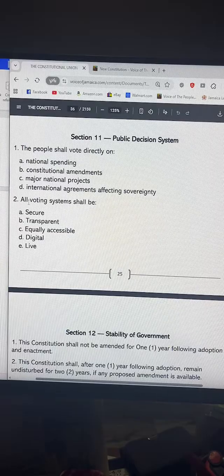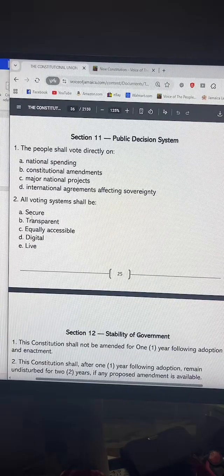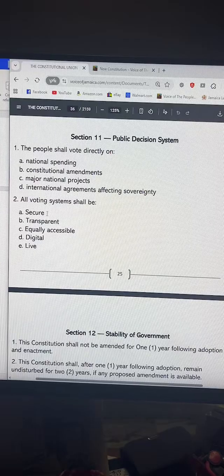2, all voting systems shall be secure, transparent, equally accessible, digital, and live. What do we mean by this? Our current voting system, right? We have ballots, we have paper, we have all of these different things.